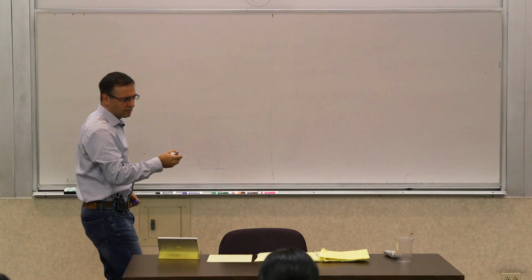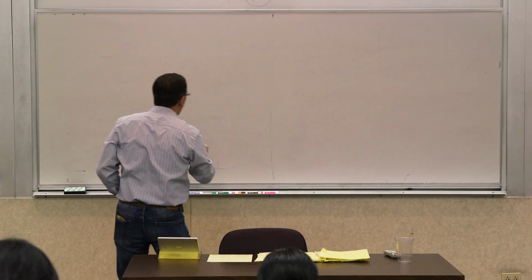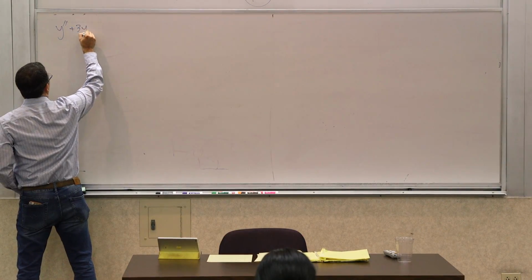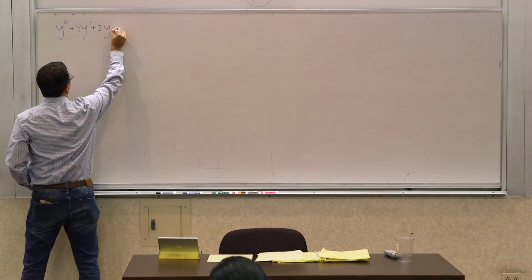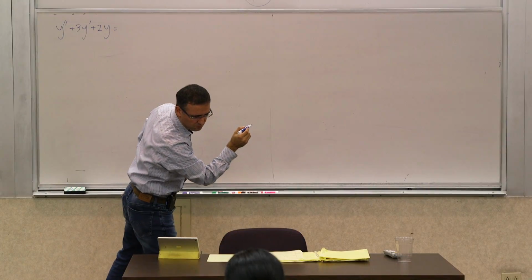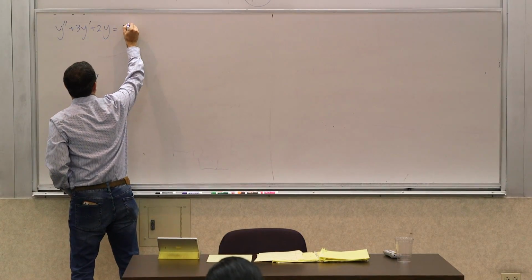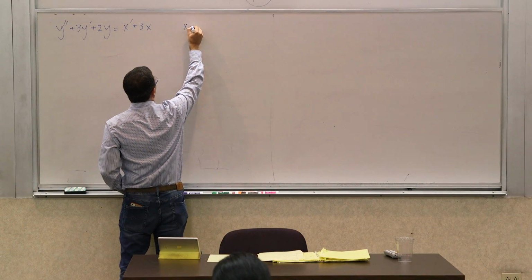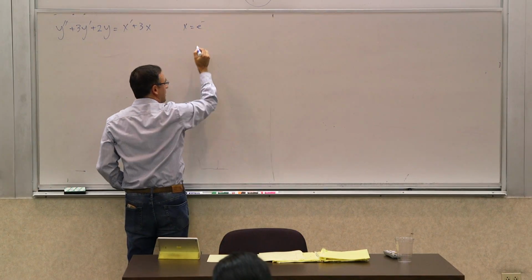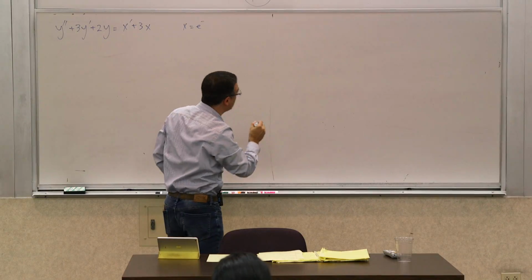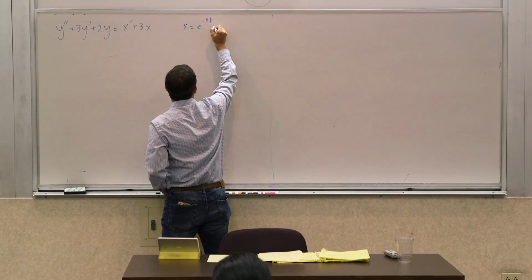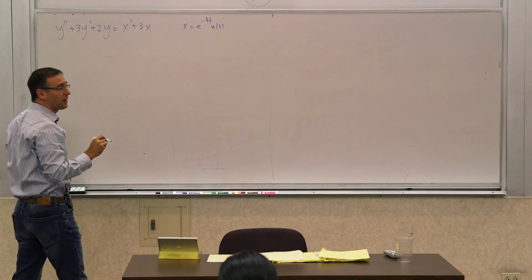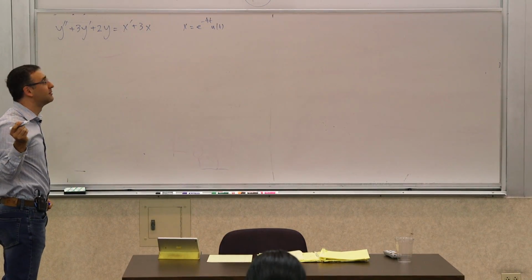So let's say I have a differential equation. Okay, so let's do it as a differential equation: y double prime plus 3y prime plus 2y equals x prime plus 3x. And let's say x, first, is e to the negative 4t u of t. So this definitely falls in the general category of e to the st, right?